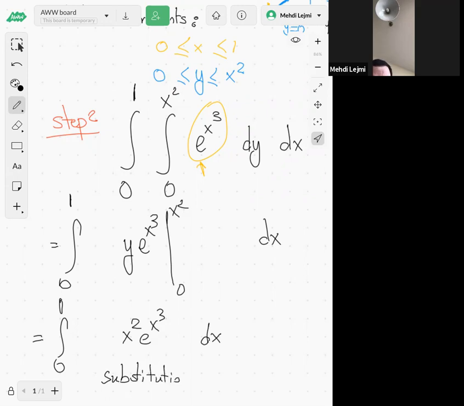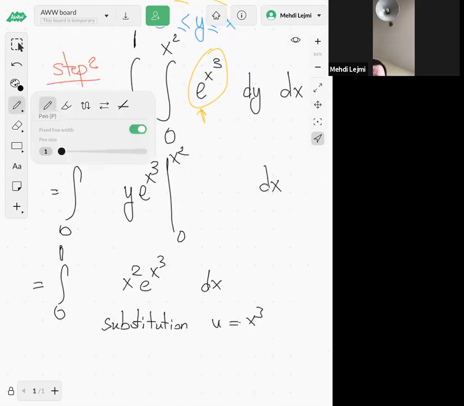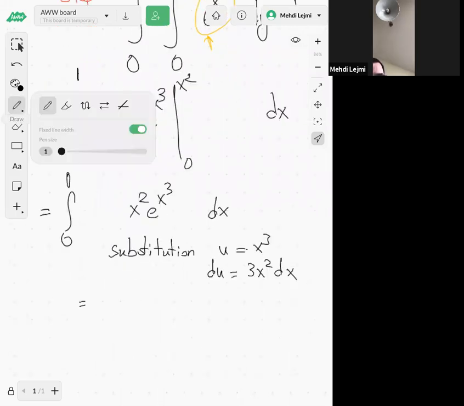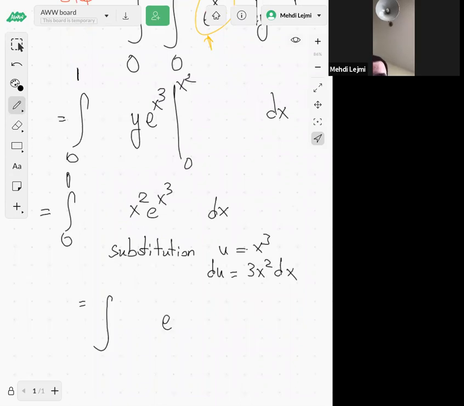So u is equal to x cube. Then du would be 3x squared dx. And so we're gonna have this integral here: e to the u, since x cube is equal to u, and then this x squared dx will be du over 3, right? So this is du over 3.